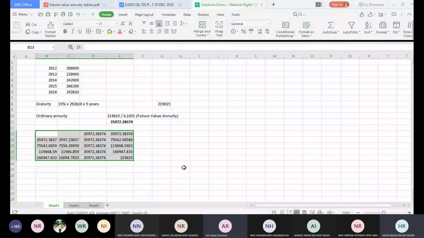Sir, can I ask? Yeah. Just now, the 10% of the future value annuity, where do we get it? Because I think the question only mentioned a 10% increment of salary. The question continues, that sentence continues, and says that it is also a reflection of an interest rate, if you read the question properly. Okay, sure. Thank you.